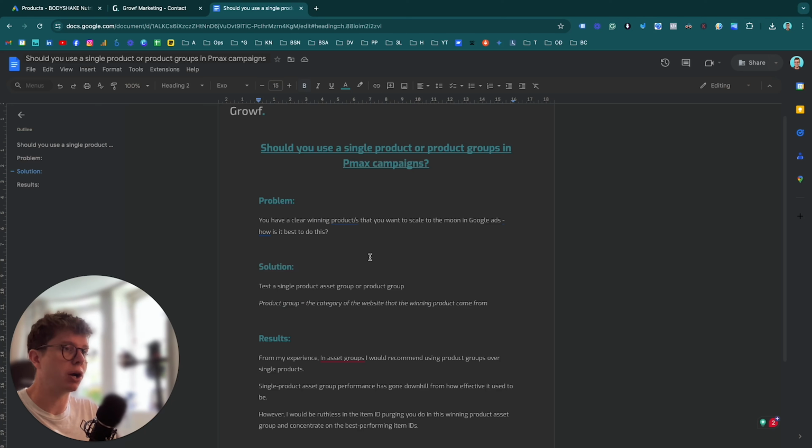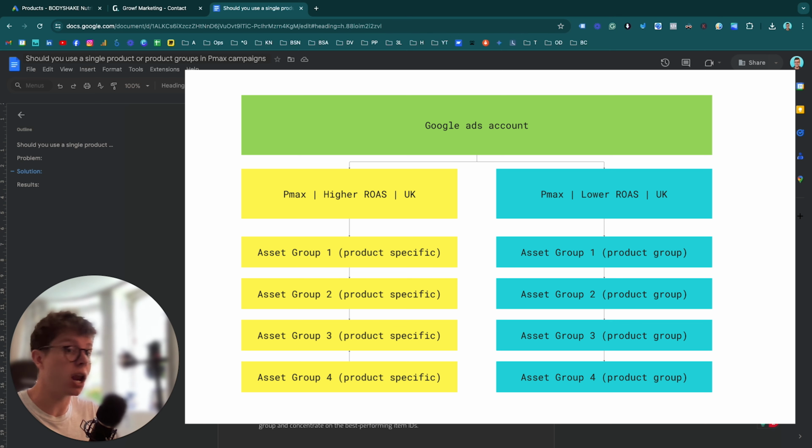So in this video, I'm going to go over whether you should use a single product or product groups in your PMax campaigns. Previously, I've gone over a strategy we used to use at the agency, which was a higher ROAS, lower ROAS PMax split. What this meant is in this higher ROAS campaign, we had single product asset groups of our top performing products.